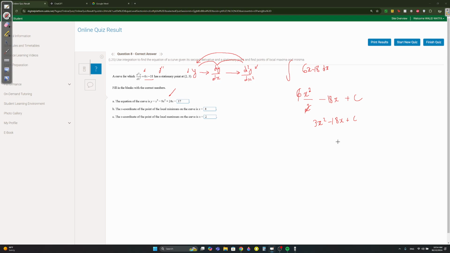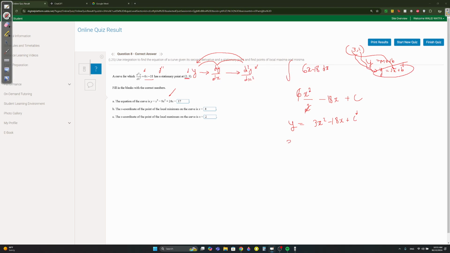Okay, see here, they said stationary point 2 comma 3. Do you know what this means? It means you can substitute 2 comma 3 in your equation to find c. Remember we used to have y equals mx plus b, and the slope is 2x, and we need to find b, right? But we knew that 3 comma 1 was a point, so you substitute y and you substitute x, and then you can find b. Same exact thing here.